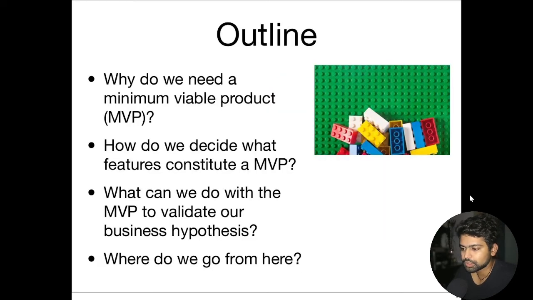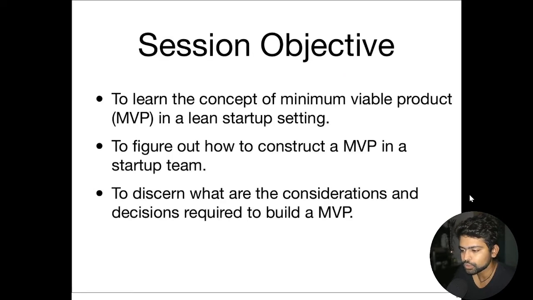So coming to the outline, what exactly this PPT involves, and of course this PPT is not created by me. I have already linked it in the description. You can check it out. So first of all, why do we need an MVP? Then how do we decide what features need to be included in an MVP? Then how to validate that in the market, and where do we go from there? Like, what would be the next step? So this is how the outline looks.